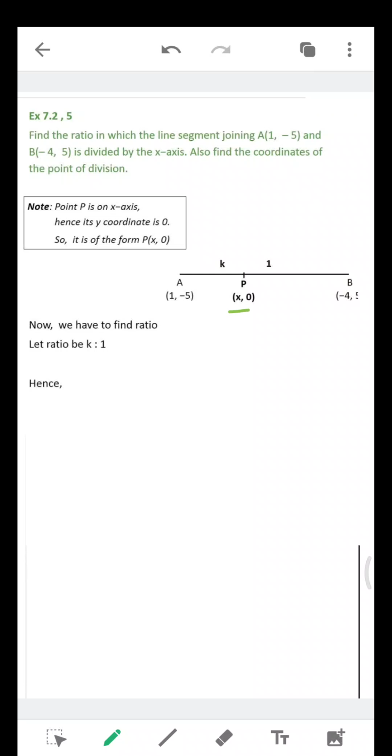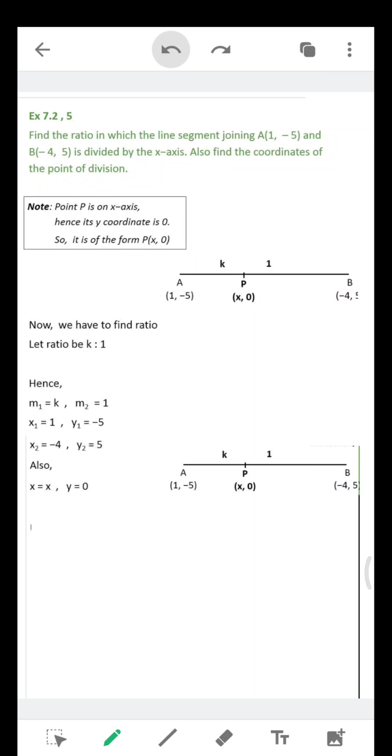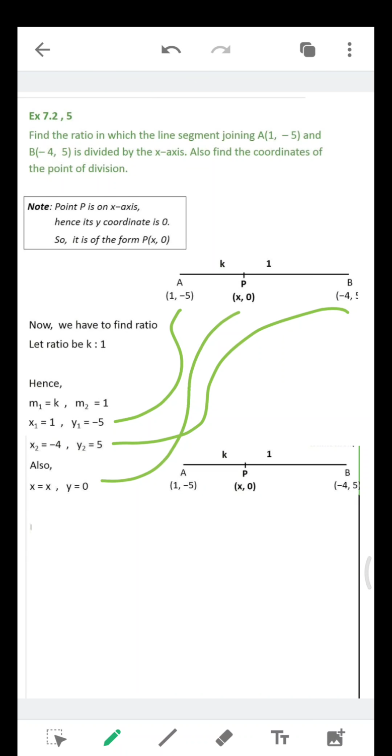Let's continue. Again I have taken the ratio because we have to find the ratio. Let the ratio be k is to 1. We'll substitute, so m1 and m2 are k and 1, x1 y1 x2 y2. We'll take all the values from here. This is m1 m2, x1 y1 are here and x2 y2 we have taken from here. Okay, and x comma 0, this is your x and y. I said you that x comma 0 will be your x and y. So x and y we have taken from the third part. So we have taken all the required values from the question.